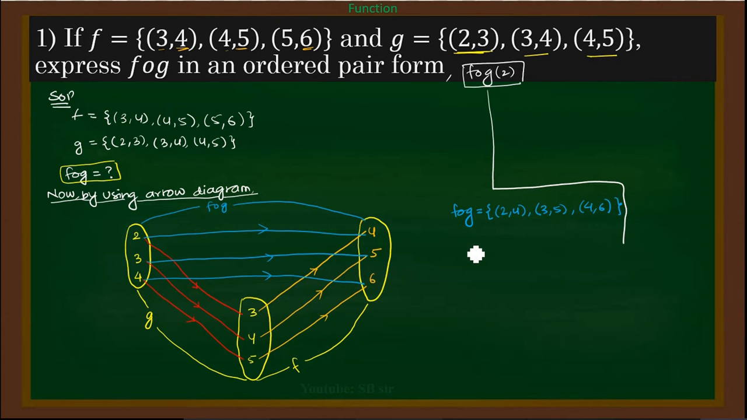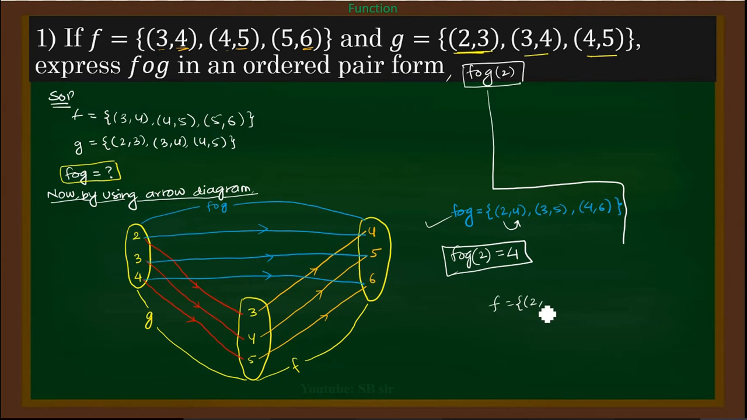If you solve by drawing the arrow diagram, then after writing this F composite G, you can simply write F composite G2 is equal to 4, because the first element 2 is mapped with 4 here. In this first ordered pair, the first element is 2, that is mapped with 4. So F composite G2 is equal to 4. You can directly write it after writing this. If the question asks you to find F composite G3, then that will be 5. F composite G4 will be 6. Okay, I hope you understand this.